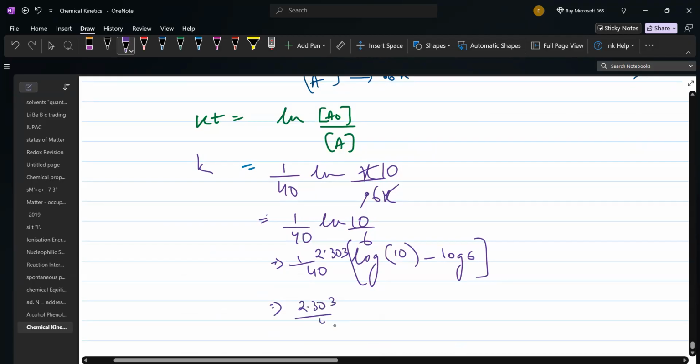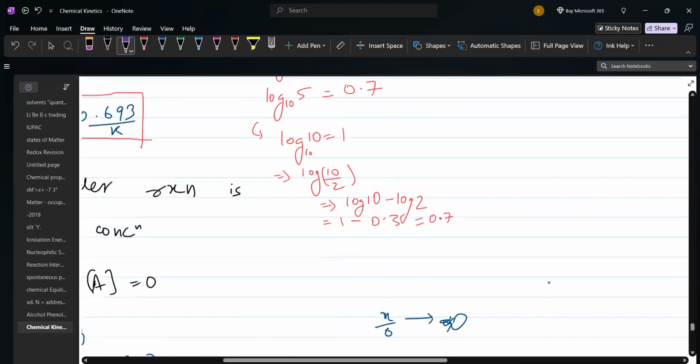Please look into the screen. Log of 10 is 1, right? Log of base 10 is 10, is 1. Let's see what is log of 6. I haven't told you to remember log of 6, right? Why? Because log of 6 is log of 2 into 3, which is log of 2 plus log of 3. Okay? Yes or no?